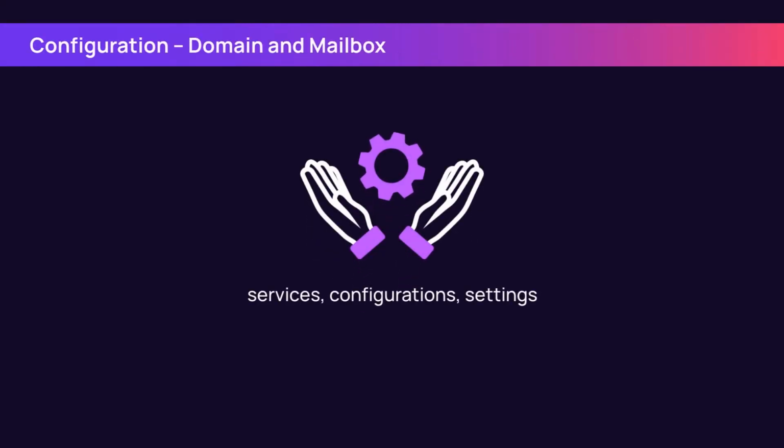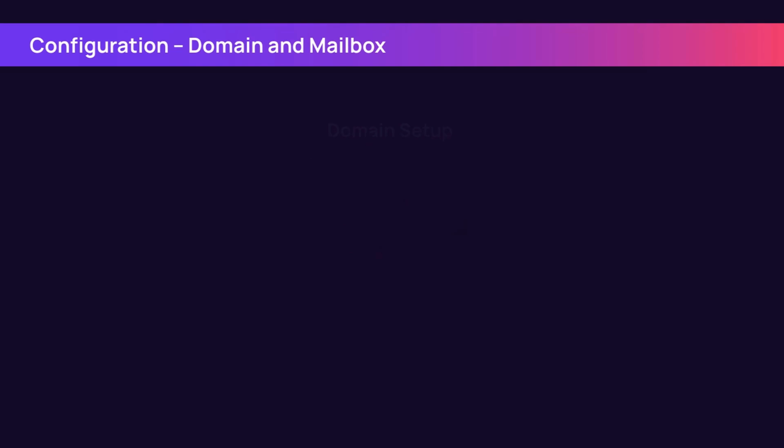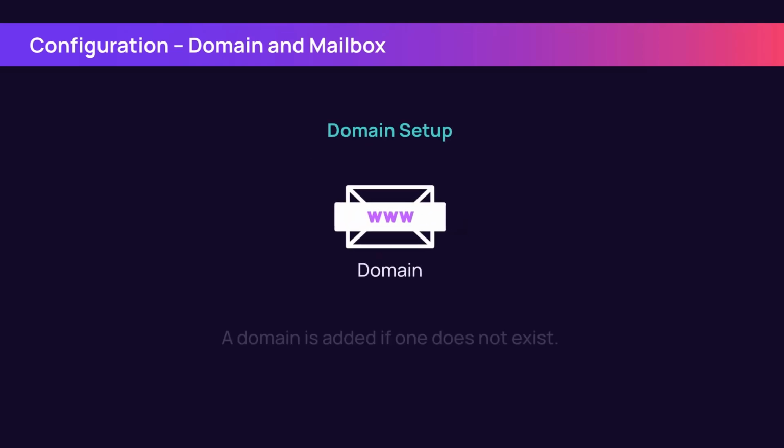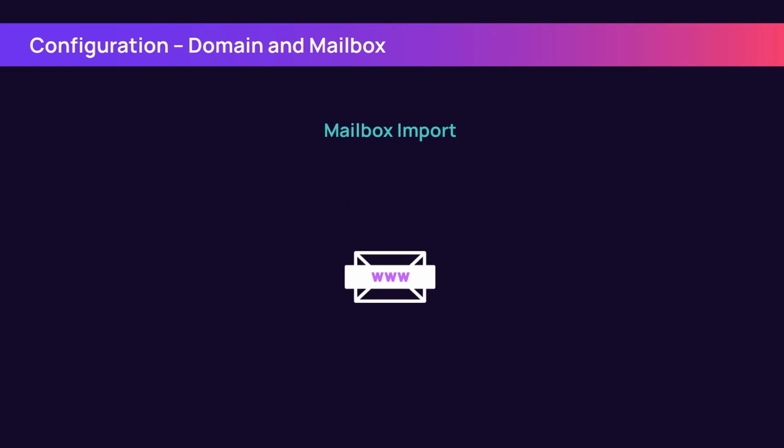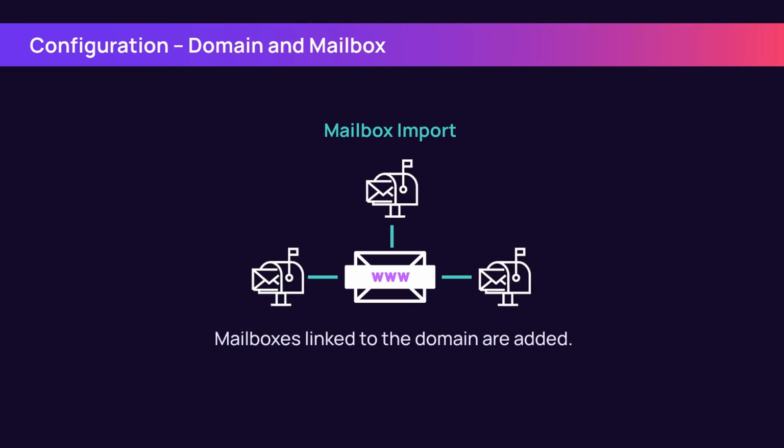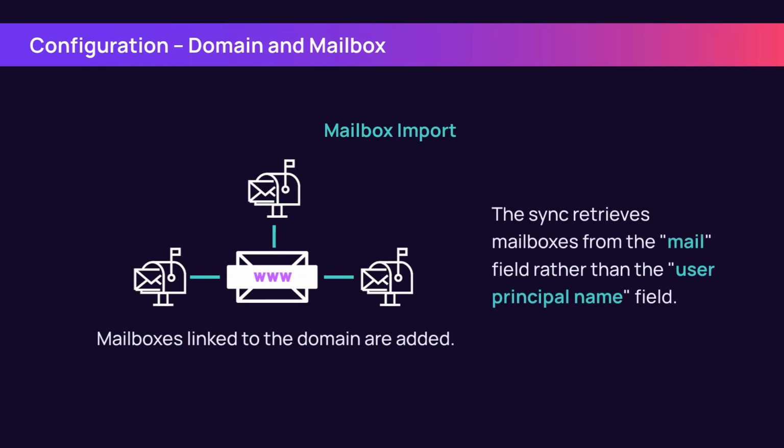Select various services, configurations, and settings during the Microsoft 365 Sync, such as Domain Setup. If a domain doesn't already exist in MailAssure, it is automatically added. Mailbox Import. All mailboxes linked to the selected domains are added. Mailbox type, for example, distribution list, shared mailbox, or regular mailbox, are auto-detected based on the type defined in Exchange.